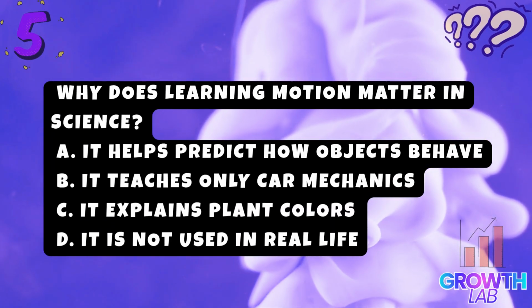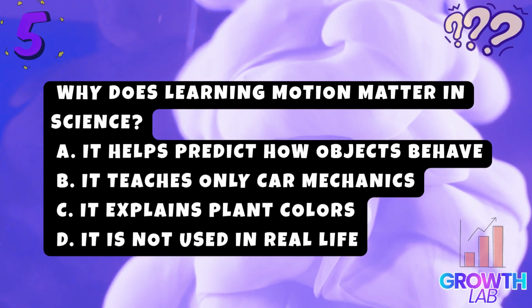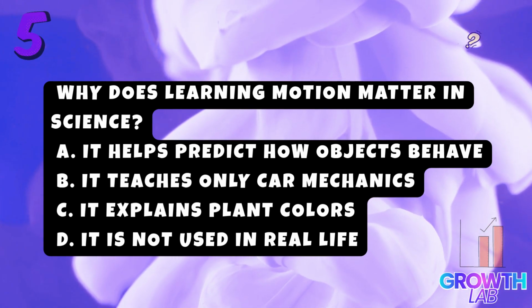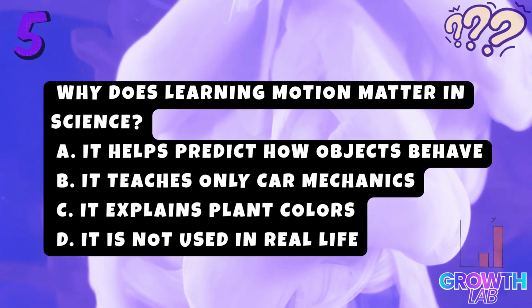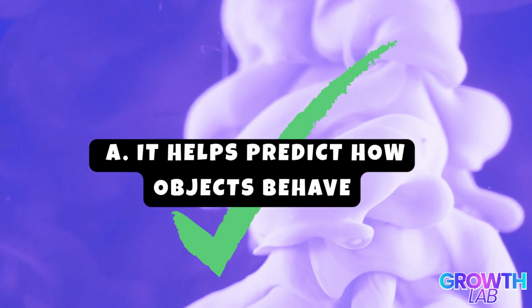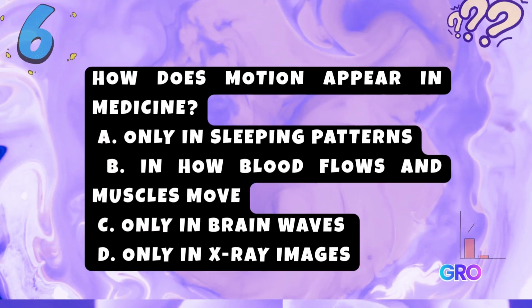Question 5. Why does learning motion matter in science? Answer options are: Option A, it helps predict how objects behave. Option B, it teaches only car mechanics. Option C, it explains plant colors. Option D, it is not used in real life. Correct option is option A, it helps predict how objects behave. Prediction makes science powerful.